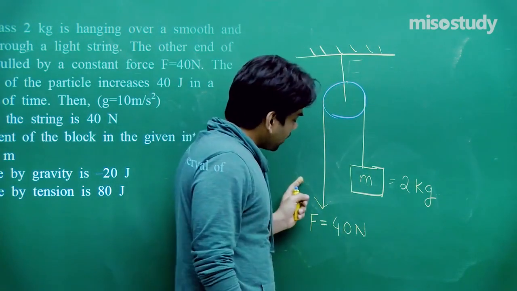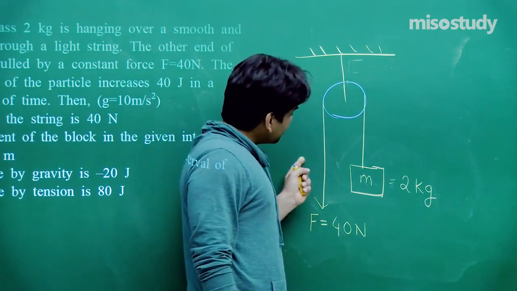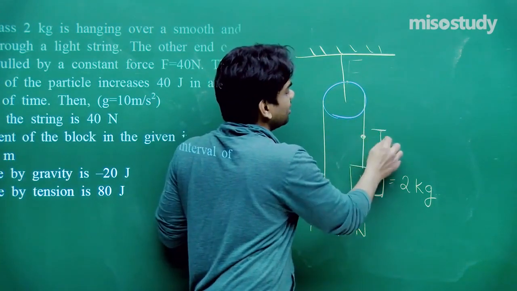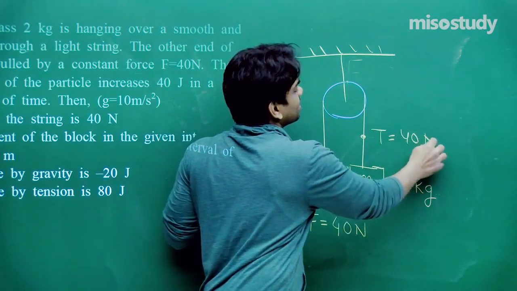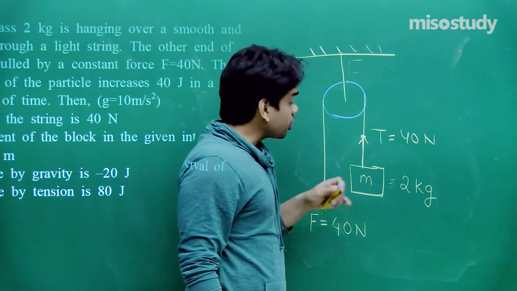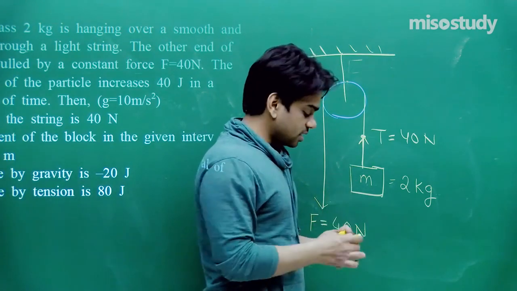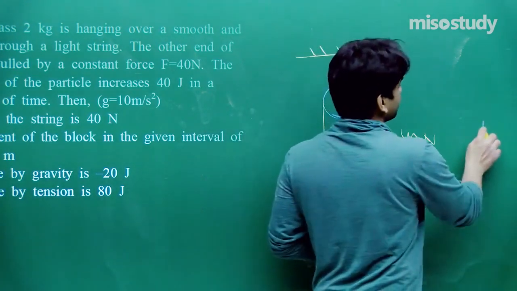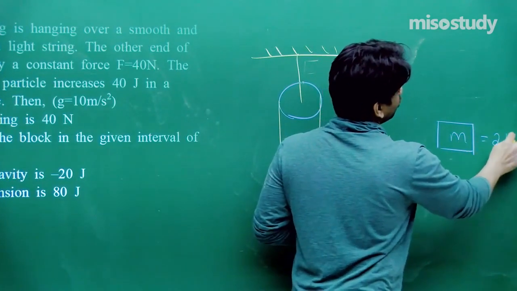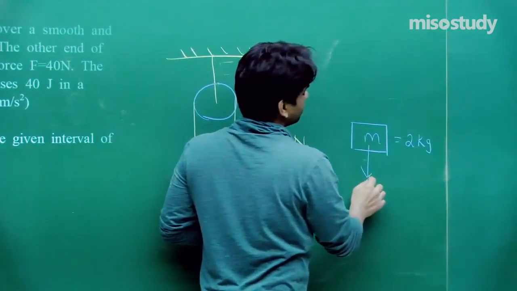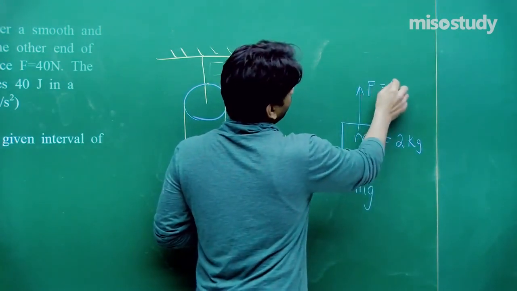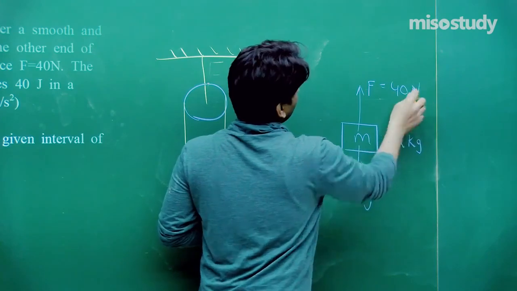Now see, if it is pulled by a force of 40 Newton, this same 40 Newton will be acting everywhere. The tension T which will be existing here will be 40 Newton, quite obvious. Now if I talk about this mass, its free body diagram will look something like this. This is the mass M, 2 kg, its mg force will be acting along the downward direction, and F, 40 Newton, acts along the upward direction.